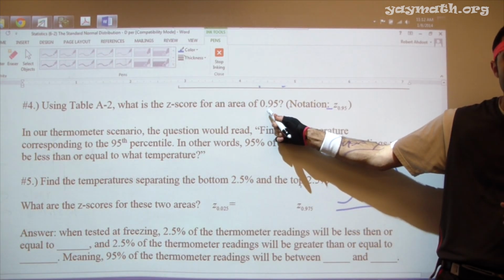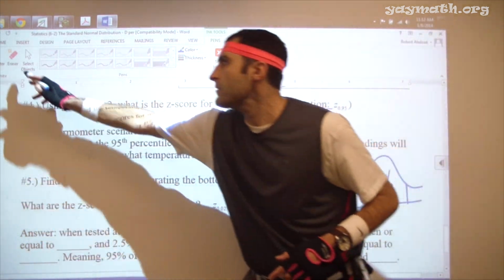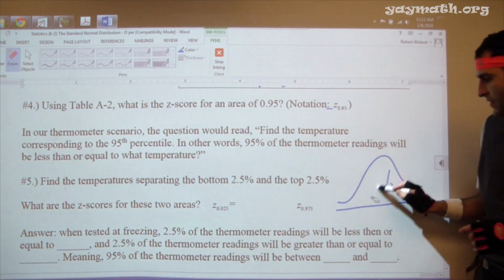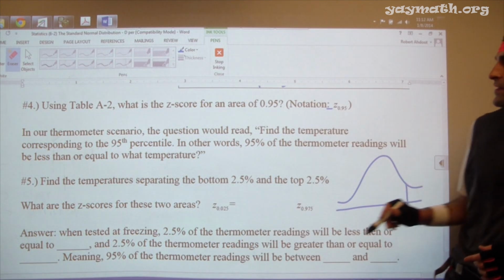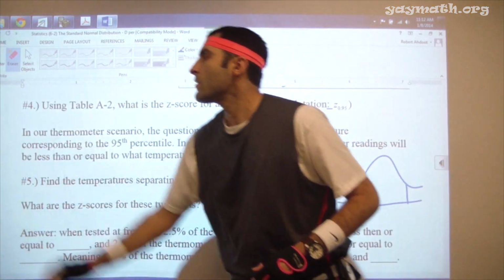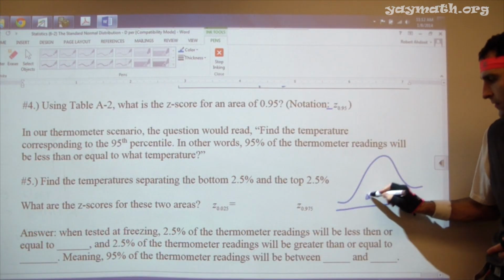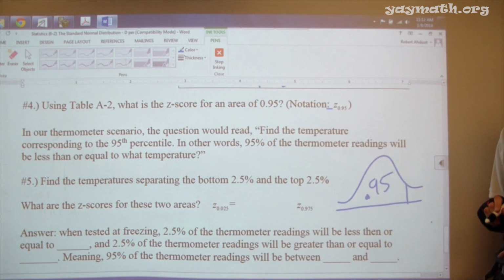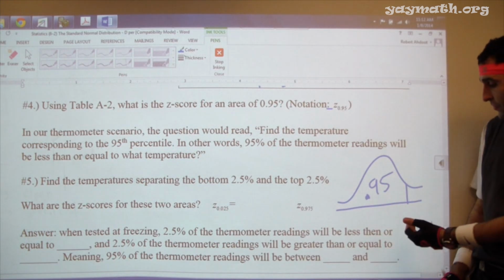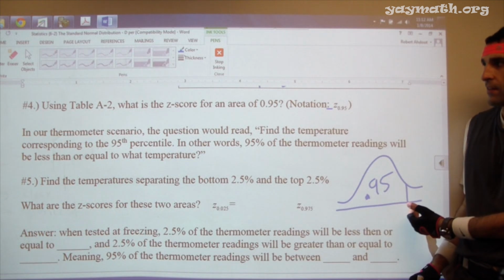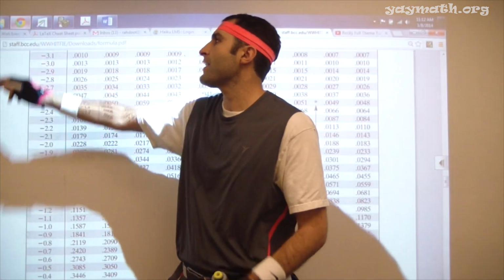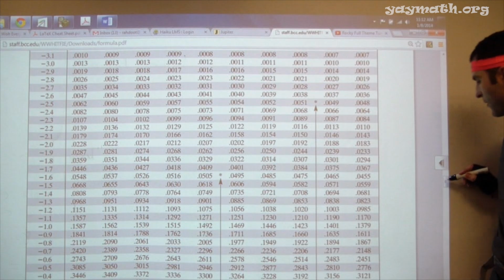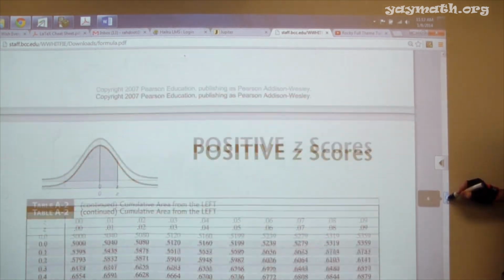Based on what you said, I'm going to turn this to 0.95 so that we start to get used to the decimals. There it's area 0.95. And the z-score is going to be very high, like 2 something. Now, I challenge you to find it in the table. Where is an area of 0.95?